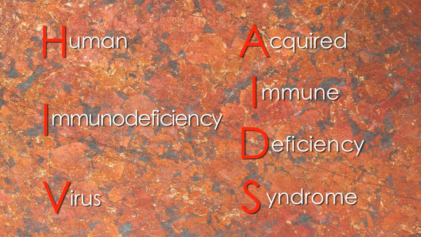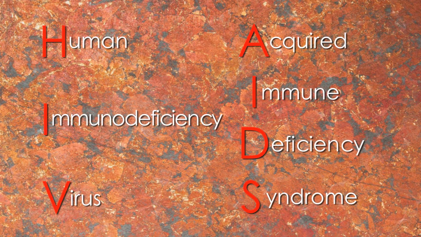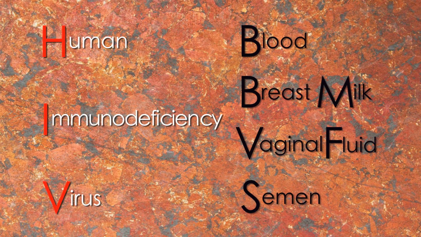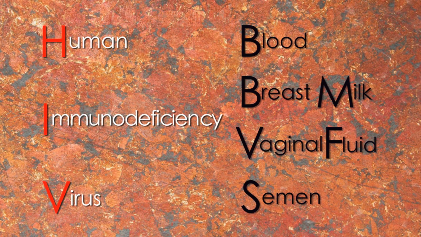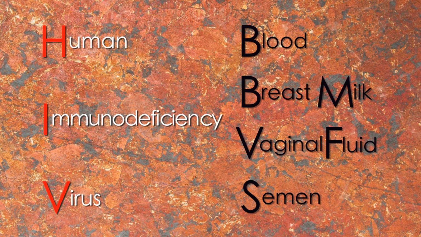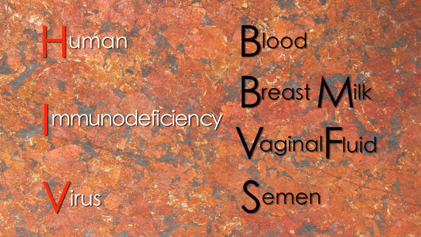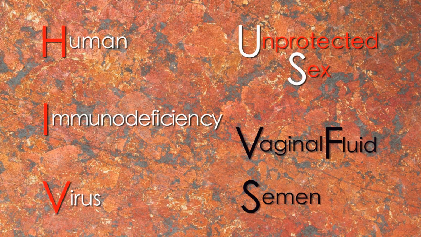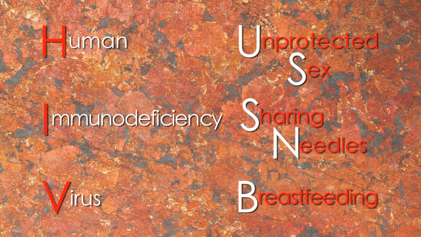The 4 fluids that most commonly transmit HIV are blood, breast milk, vaginal fluids, and semen. To get HIV, one of these 4 fluids that already has HIV in it has to get into your bloodstream. This can happen during unprotected oral, anal, or vaginal sex, by sharing needles, or during breastfeeding.